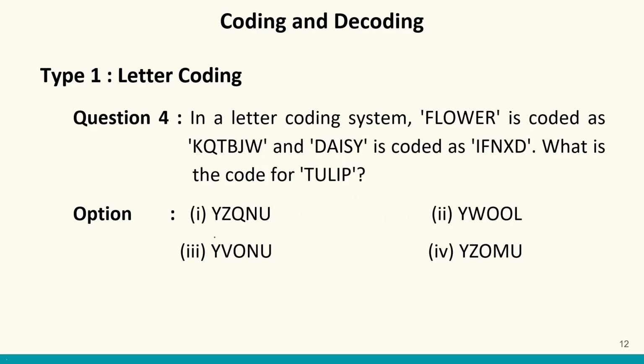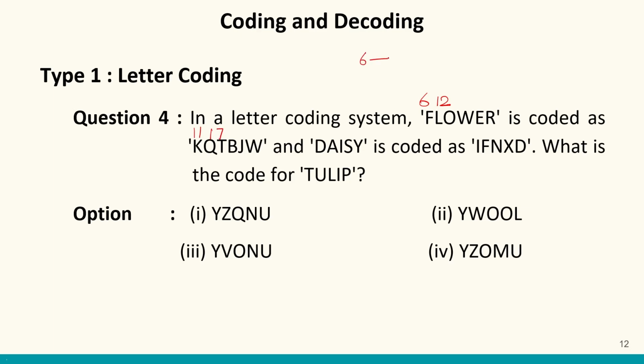Similarly, this question is there. We can solve it very easily. Let us check for flower. We have F as 6. L we have 12. And for K, the position is 11. And for Q, the position is how much? For Q, the position is 17.